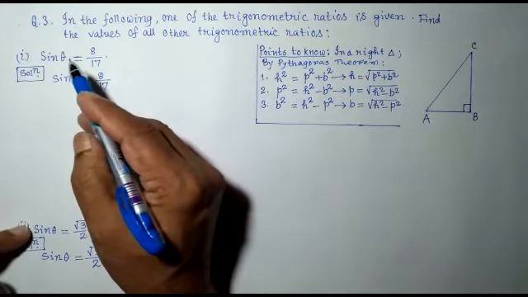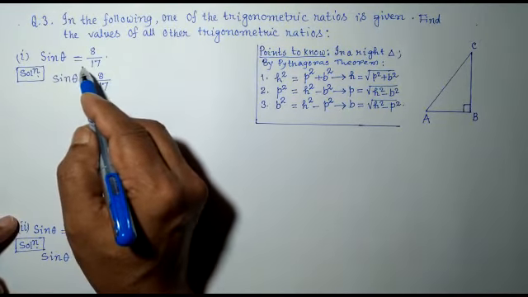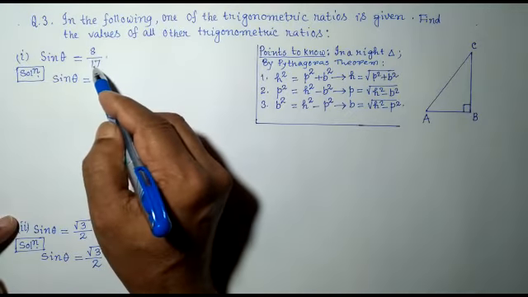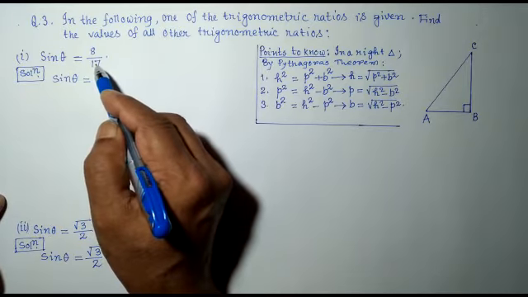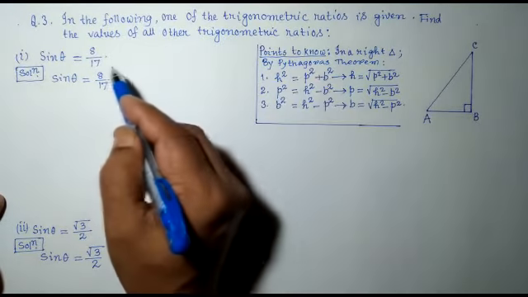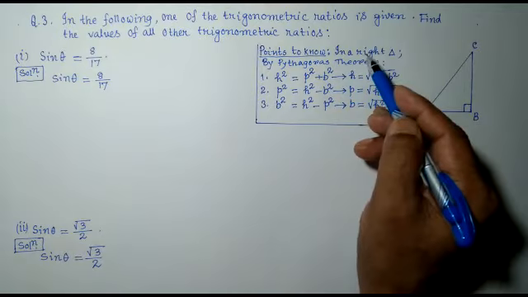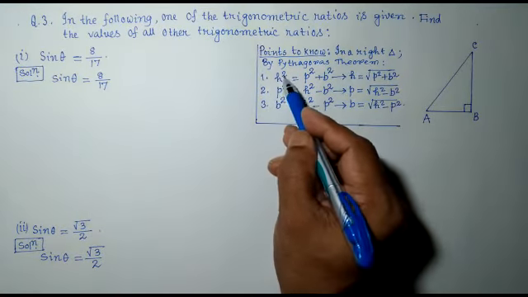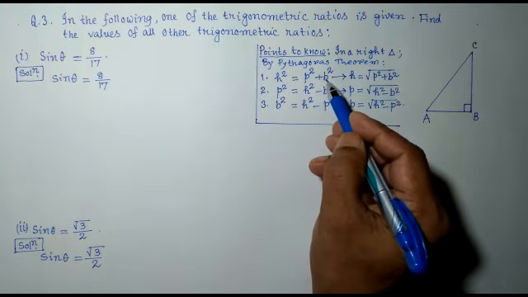So now question number 3, here the value of sin theta is given. Question 3.1, sin theta equal 8/17. Value of one trigonometric ratio is given. We have to find the values of other 5 trigonometric ratios. Before doing this sum, let us know this point. Already you know, in a right triangle by Pythagoras theorem, what we know? Square of hypotenuse is equal to sum of the squares of other two sides.